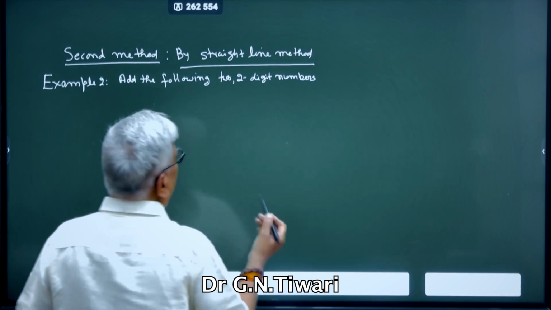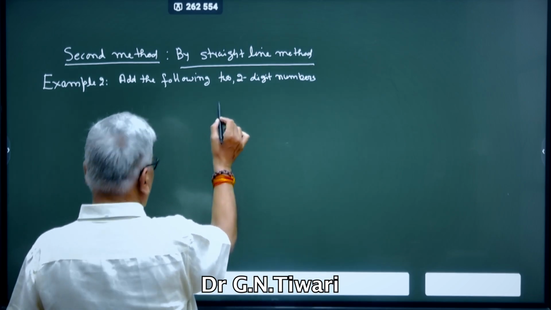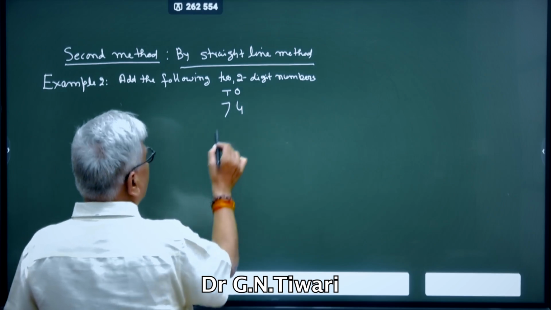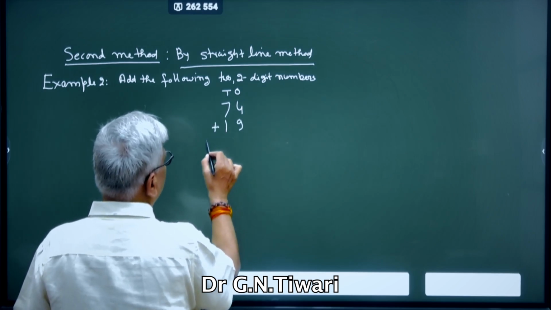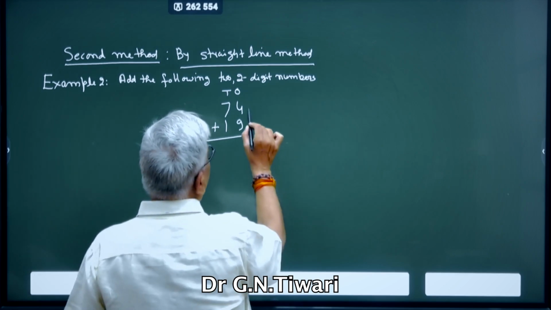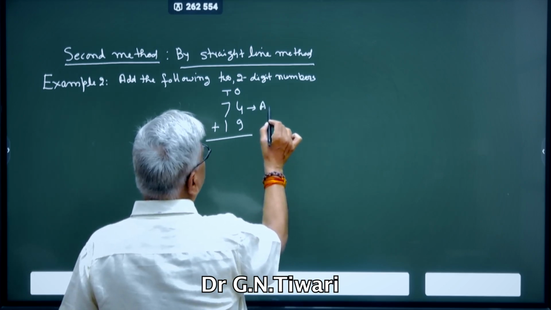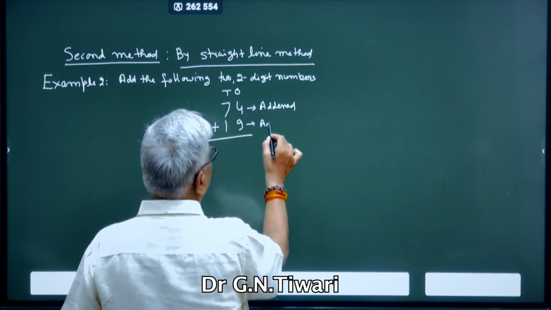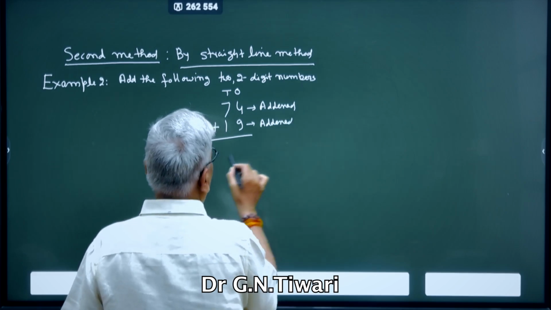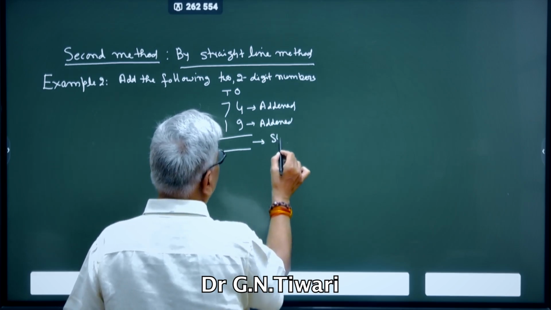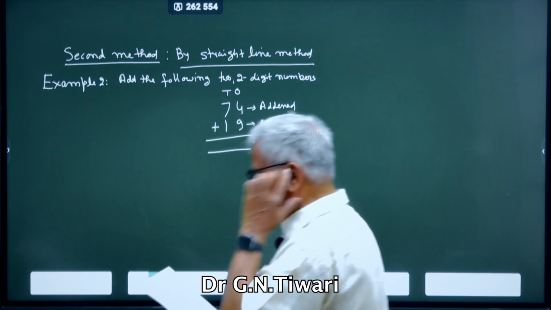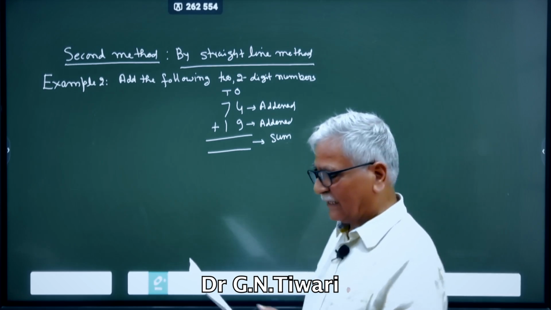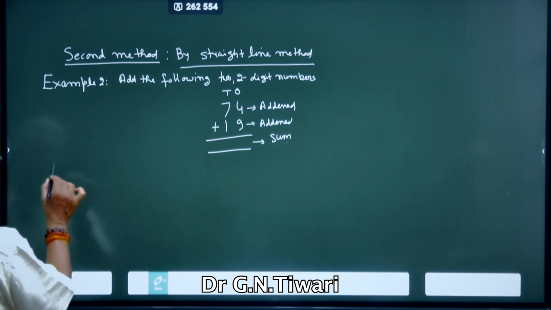Here I will take a different example in comparison to the first method. 74 and 19, with O and T, plus. And I am again requesting that these two digit numbers are the addend, this is also an addend, and this is the sum. Now, what is the straight line method? The student should draw a straight vertical line. Solution. Same procedure.